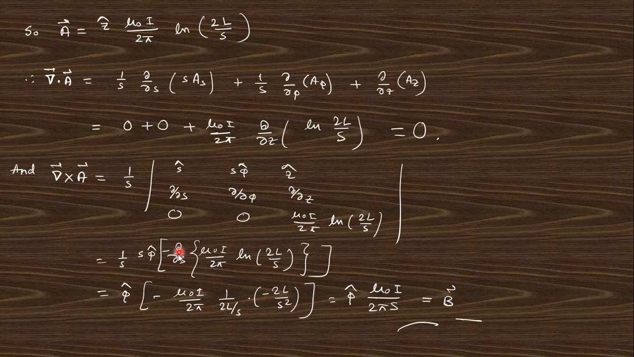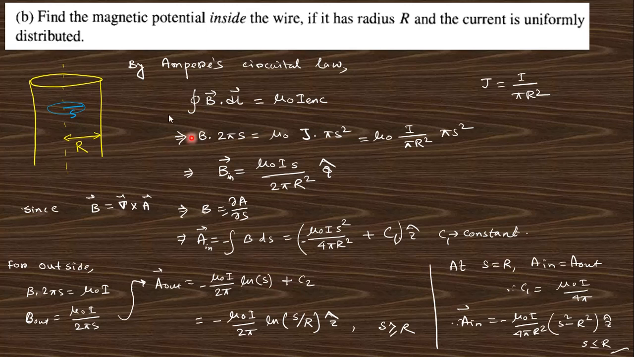Now what about the curl of A? Putting this value and the z component here, del del phi is 0, so only del del s is present and the other term is 0. So del del s of this will be like that; the derivative of ln will be 1 by these things, and the derivative of this will be 2l by s square. So finally you will get this expression, which is the magnetic field for an infinite wire, right? So divergence A will be 0 and curl of A will give you this vector field.